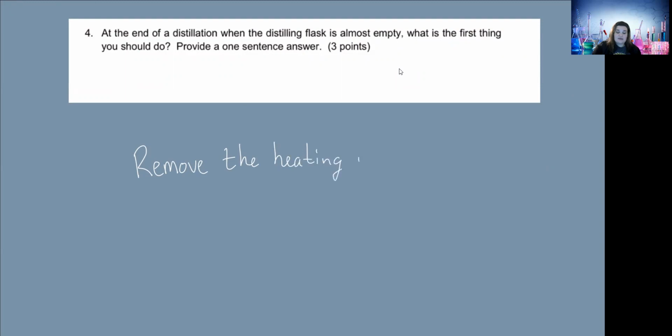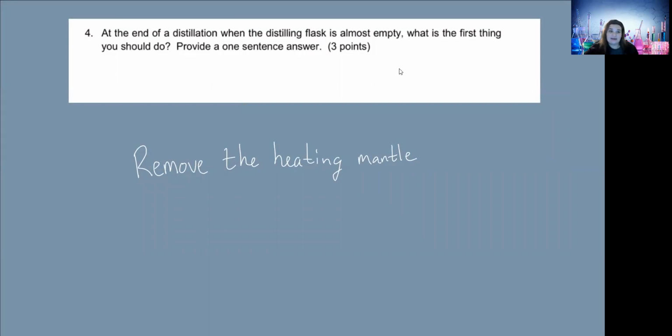Okay, the heating mantle, that is your source of heat, right? That's what's powering this whole system essentially. So if you remove the heating mantle, that will allow the system to cool down, okay? If you turn the variac off, the heating mantle is still warm, right?